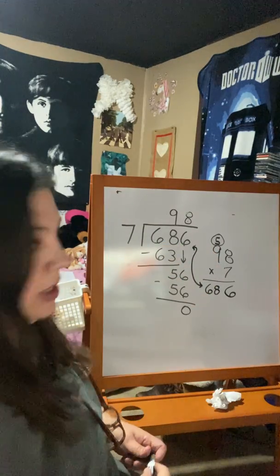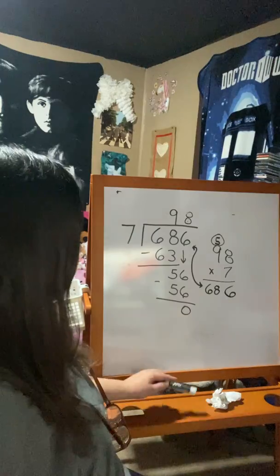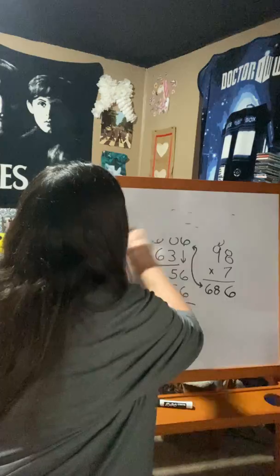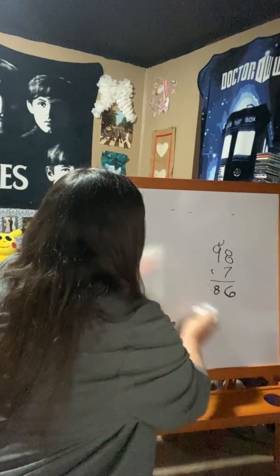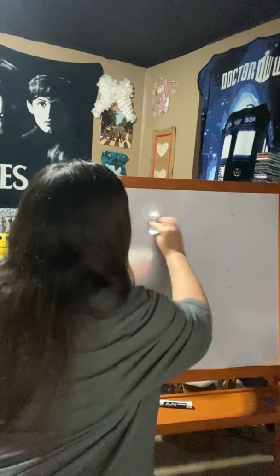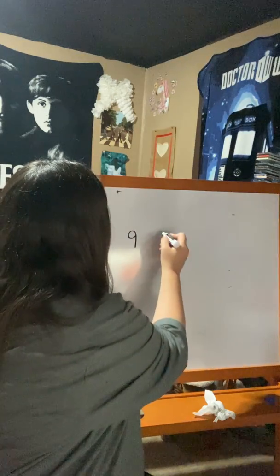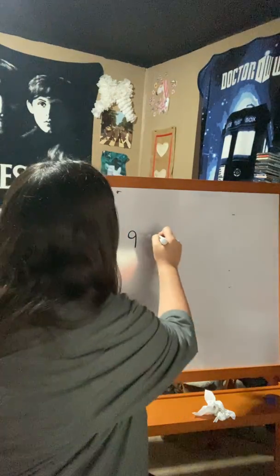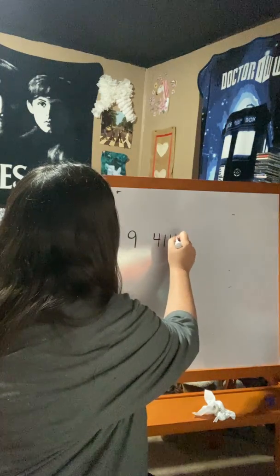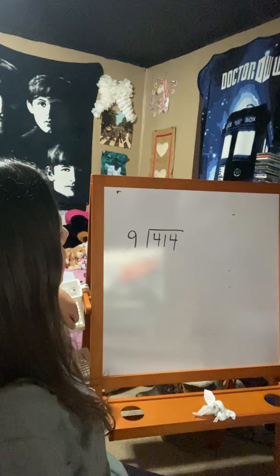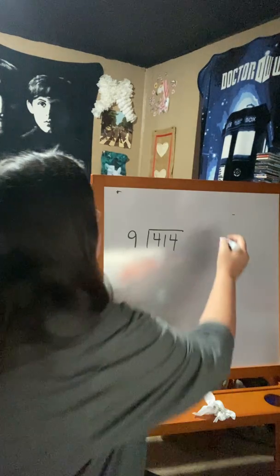686 matches 686. Okay, let's do one more from the sheet that says you will not have any remainders. Number 2, it says 9 into 414. 9 is your divisor. 414 is your dividend, and we're looking for the quotient. How many times will 9 go into 414?